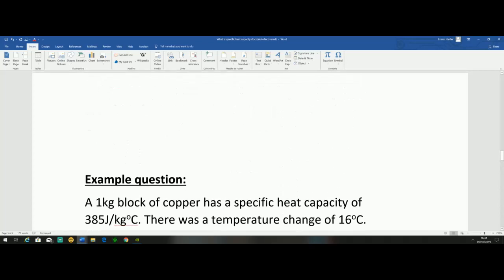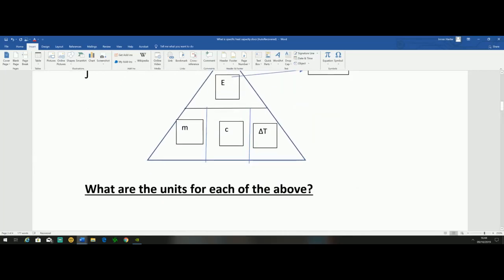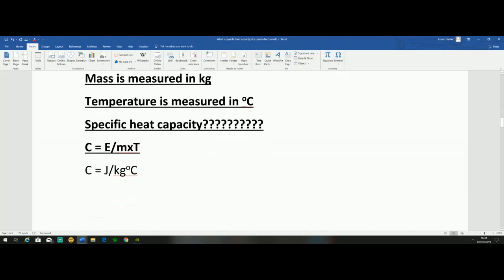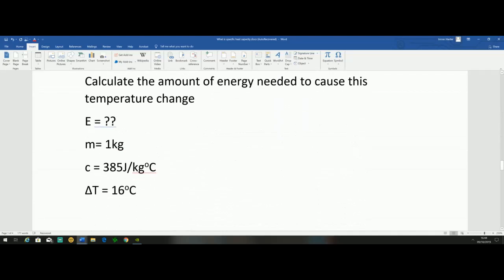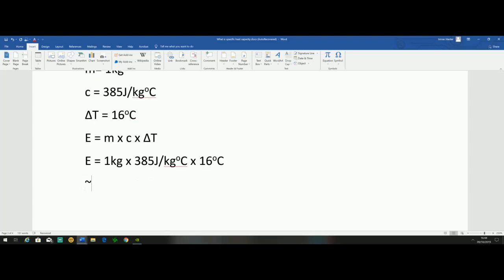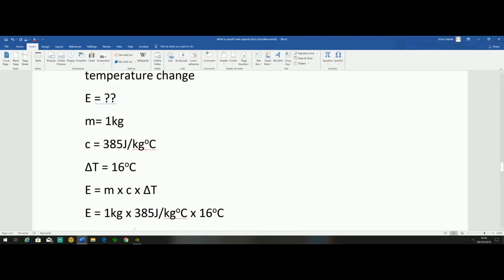So all we do is we look at our triangle to work out E. I'm going to cover up E. E equals M times C times delta T. Remember, C is specific heat capacity. Again guys, this is Andrea's method. This should be nothing new to you. I've got my phone as a calculator, and you guys will have calculators. So it's 1 times 385 times 16. E equals 6,160 joules. Right, and that's it.